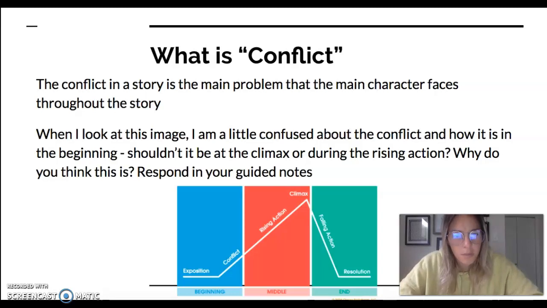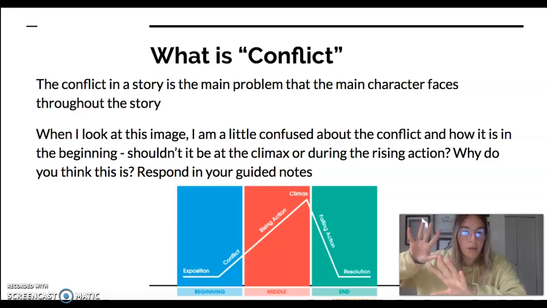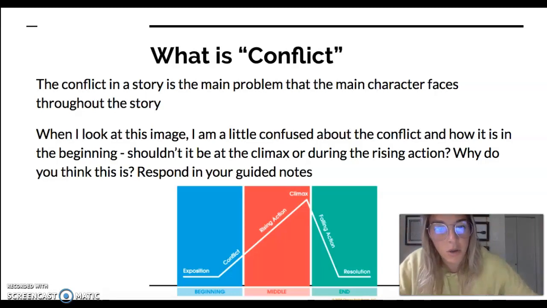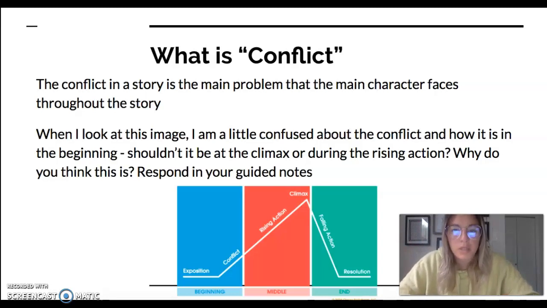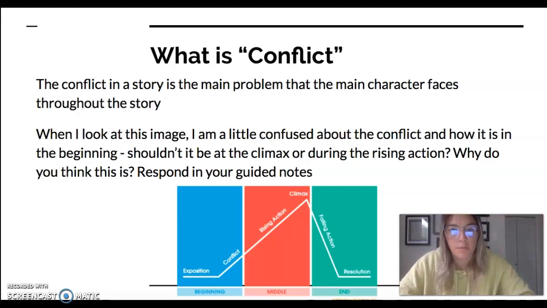So why do you think they put this in the beginning? So now you're responding to this as well. So I asked you to think about what you thought was sticking out to you before, just off the top of your head. Now I'm kind of leading you into talking about something. Why is it in the beginning? It's confusing to me. I don't really understand it. Why would the conflict be in the beginning of the story? Because I know that the conflict goes throughout the entire story. Why is it in the beginning? That is what you were going to answer on your guided notes.